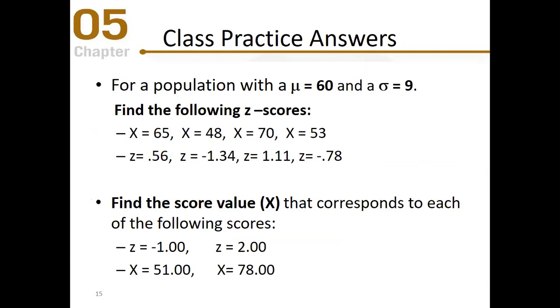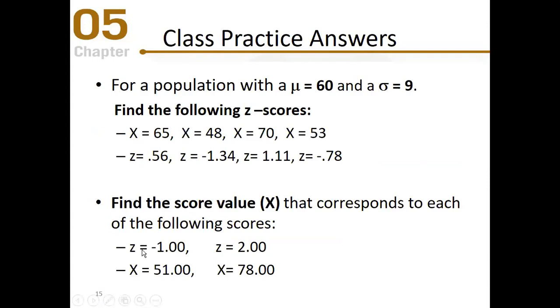Okay, these are the answers for those practice questions. Check your z-scores and make sure they line up with the results on this slide. An x-score of 65 is equal to a 0.56 z-score. That means the 65 is a little bit over half a standard deviation above the mean. And here are your other answers. If you've had trouble with this, go ahead and bring your questions to class, and we'll address them in class.